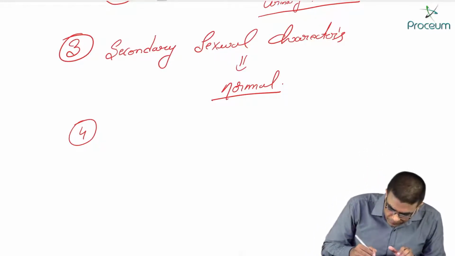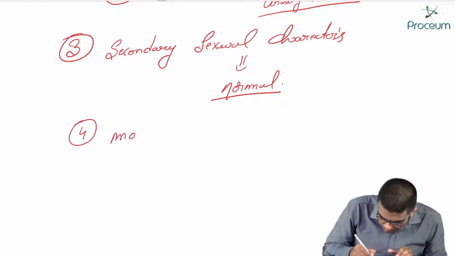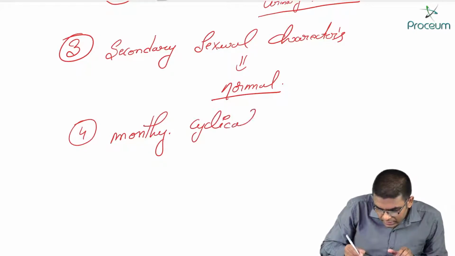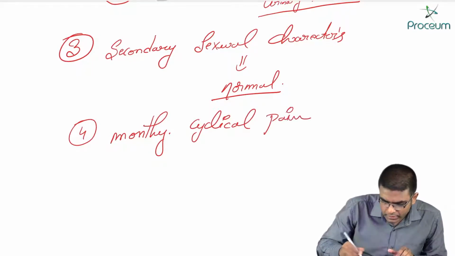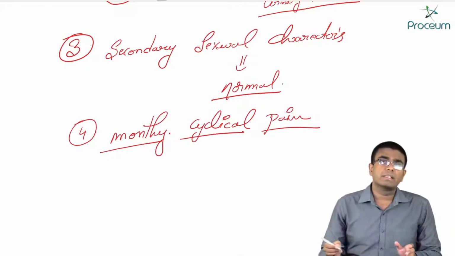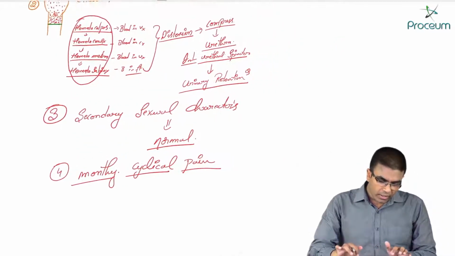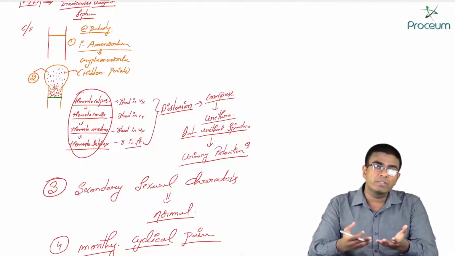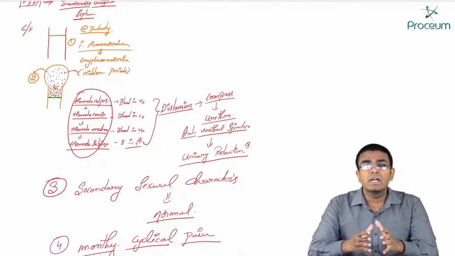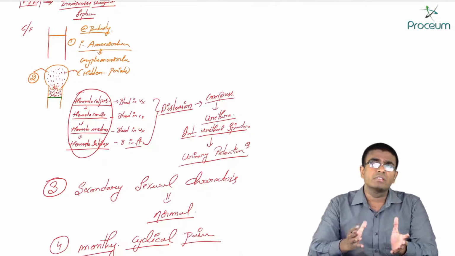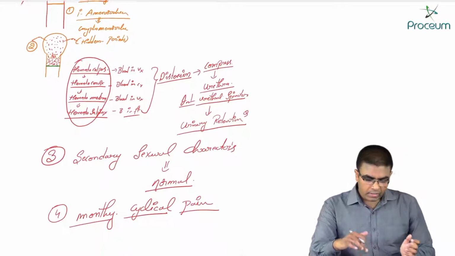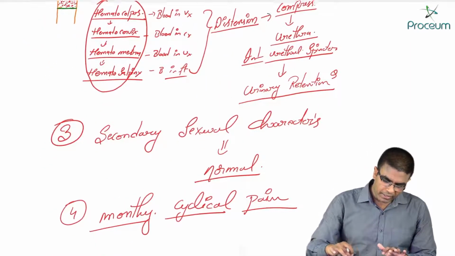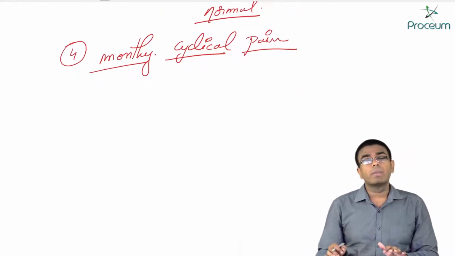So this female will have monthly cyclical pain. So she will be saying that I am having my back pain, something like that. So these are the important clinical features. Don't forget, 4 important clinical features: she will present with amenorrhea. Sometimes because of this distension of these structures, she can present with urinary retention, and the secondary sexual characters in these females are absolutely normal, and she will be complaining that she is having a monthly cyclical pain.